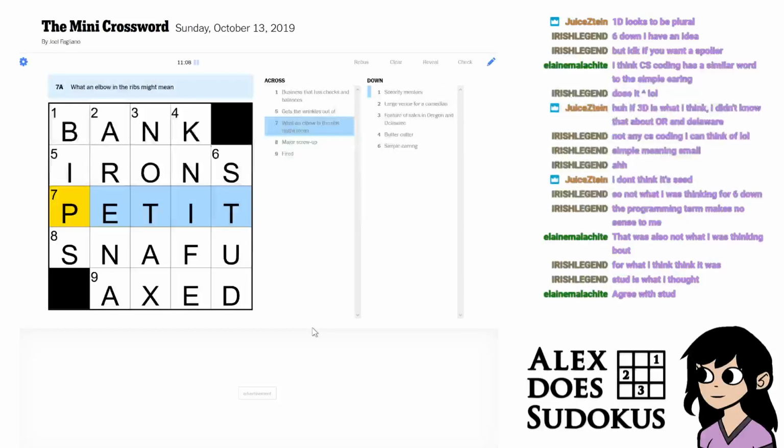Oh god. Agree with stud. So elbow in the ribs. If you're petite, I guess that could make sense. But I mean, this is clearly not right. That doesn't make any sense. But I don't know how I can put a U at the end of it. What do you guys think? Should I do a check to see what letters are wrong? Or should we try and guess which one is wrong?